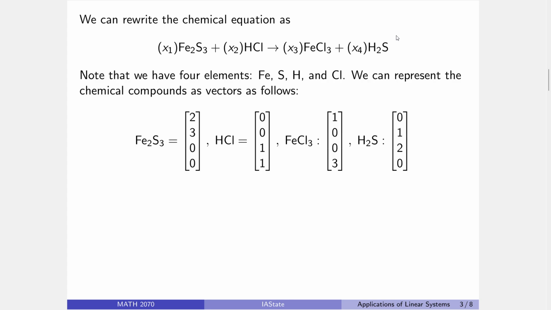So, note there's 4 chemical elements here, whatever those symbols mean. I knew Fe was iron. Come on, give me some credit on that one.